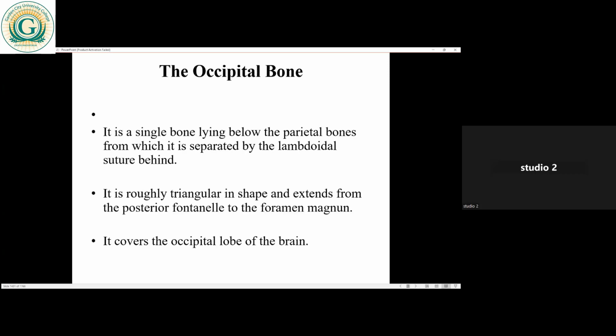Then we have the occipital bone. It is 1 bone at the back. It is a single bone lying below the parietal bones, from which it is separated by the lambdoidal suture. That's the name of the suture there. It is roughly triangular in shape and extends from the posterior fontanelle to the foramen magnum. It covers the occipital lobes of the brain.